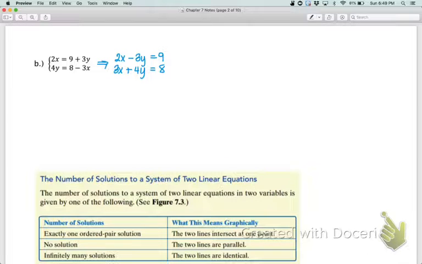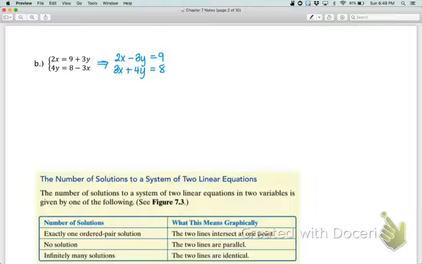Now, on the previous problem, we only needed to multiply one of the two equations. Hopefully you can see that in this example, that's not going to be the case. We're going to need to multiply both. Now, it doesn't matter which one you do. You have to make sure that you get them to have the same coefficient and that one of them is positive and one of them is negative.